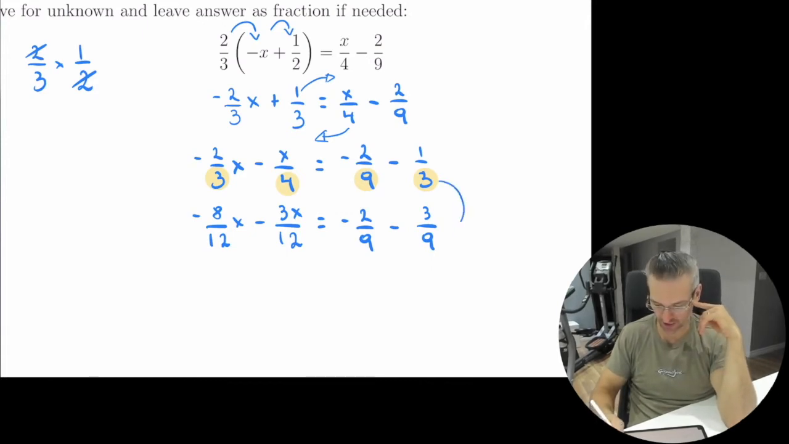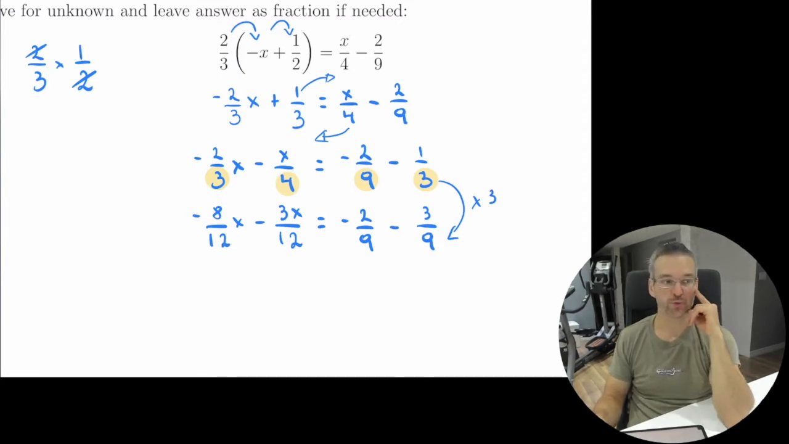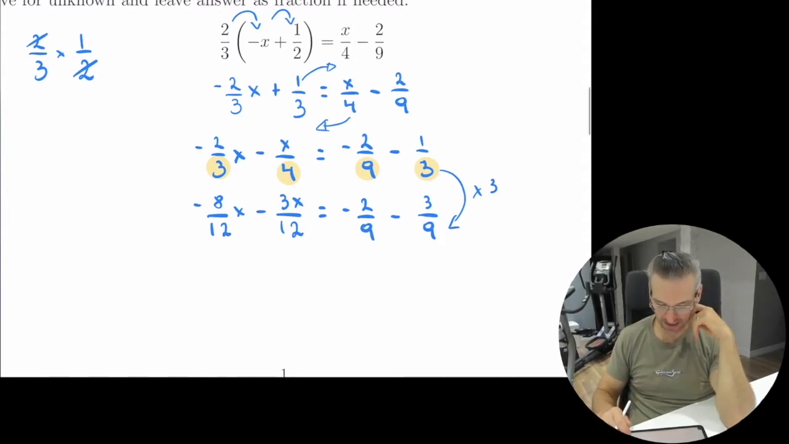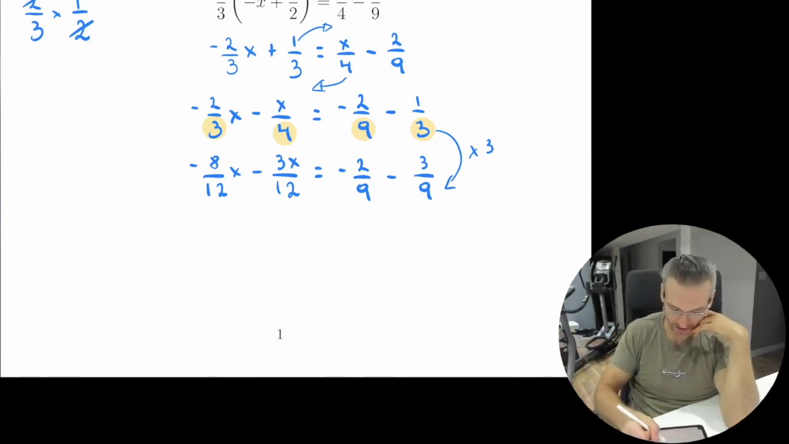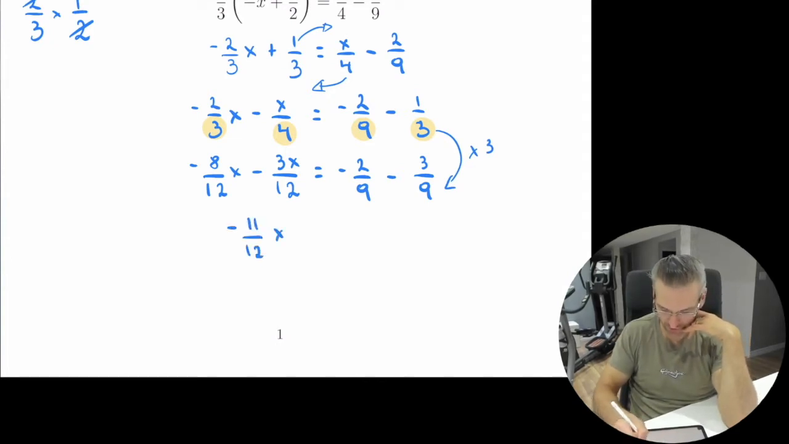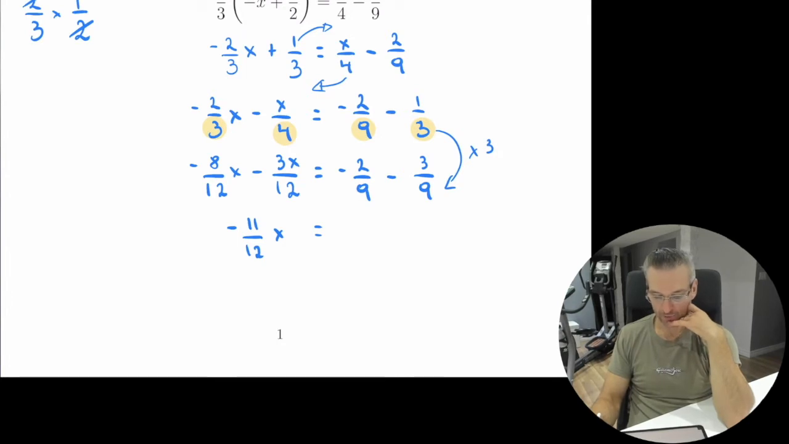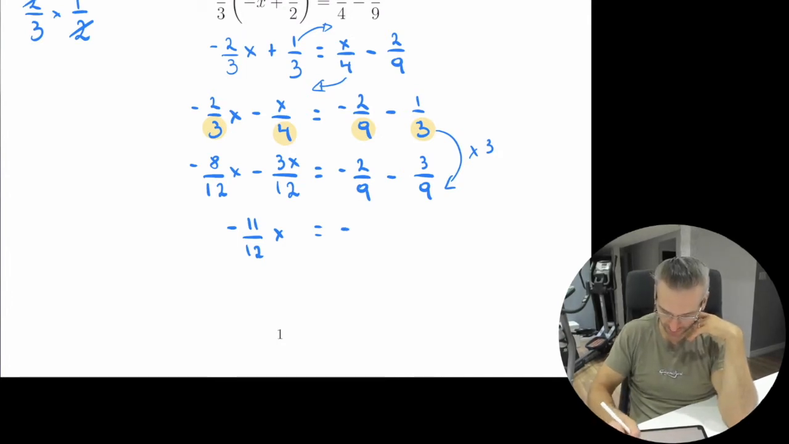I just changed this, multiplied it by 3, so I have to do the same thing to the numerator. And now it's basically just working through, bringing things together. So I have negative 8 minus 3, which is negative 11 over 12x, so that's on top there. Now on the right hand side, I have negative 2 minus 3, so that's going to be negative 5 over 9.